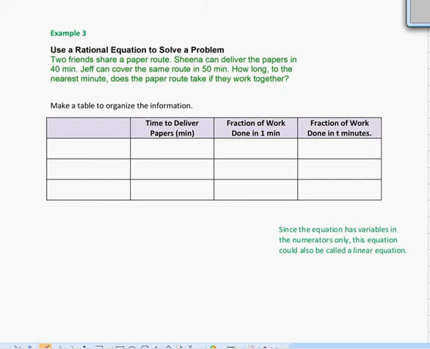Two friends share a paper route. Sheena can deliver the papers in 40 minutes, and Jeff can cover the same route in 50 minutes. The question is, how long to the nearest minute does the paper route take if they work together?